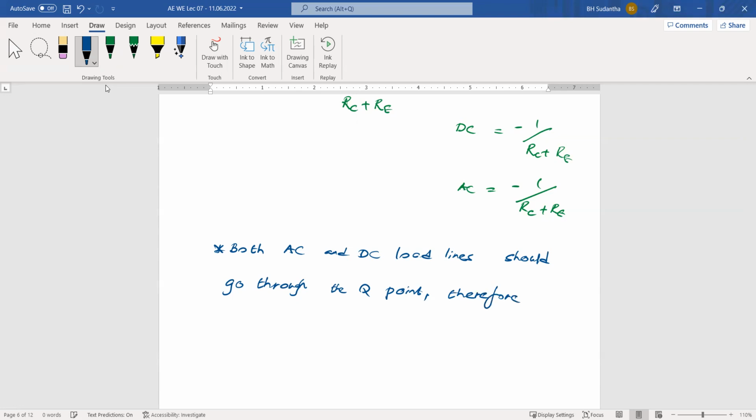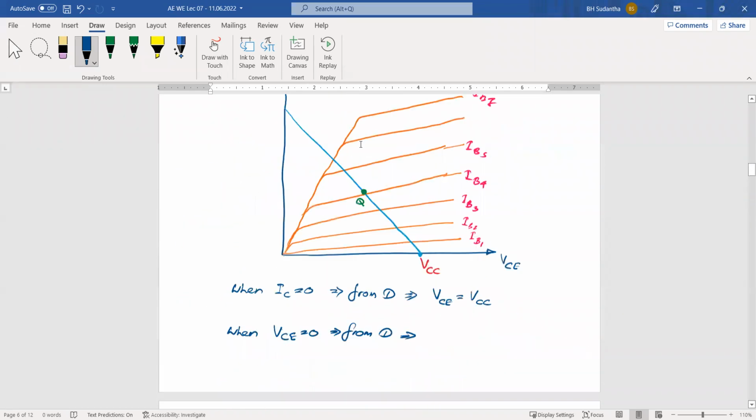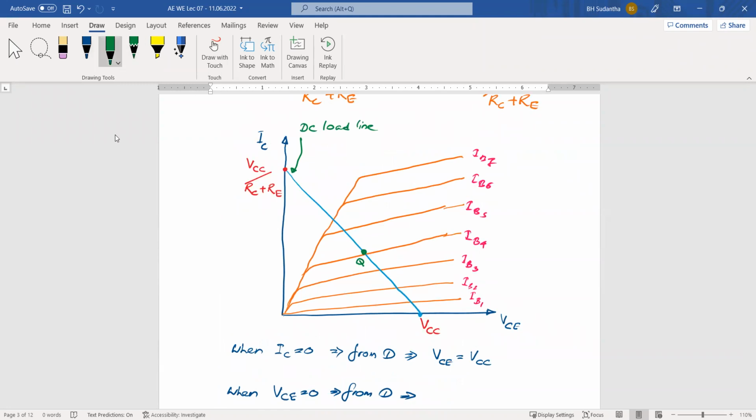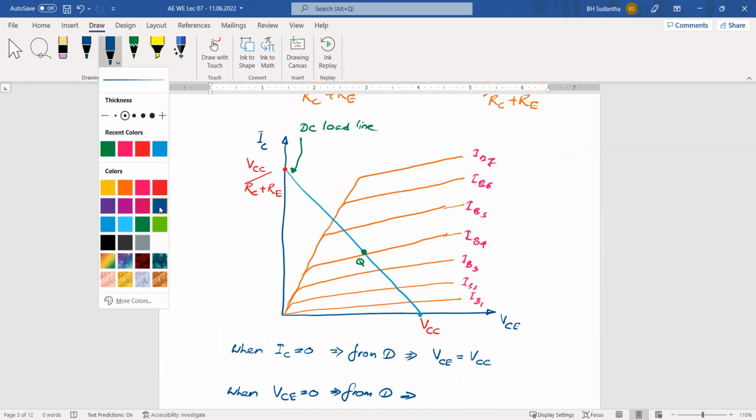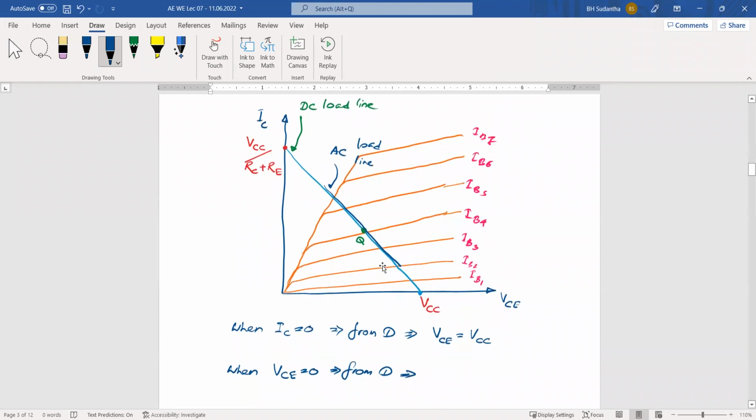Therefore both load lines are coincident, because both lines have the same slope. Our AC load line also has the same slope and passes through the same Q point. Then whatever signal we are giving, AC signal or DC signal, will be amplified using the same slope.